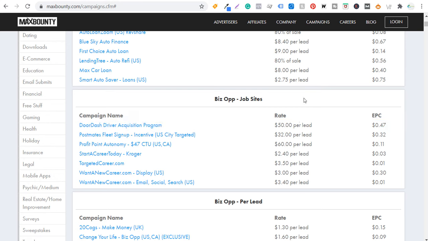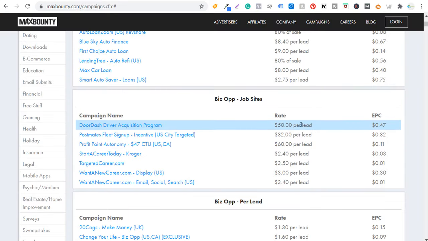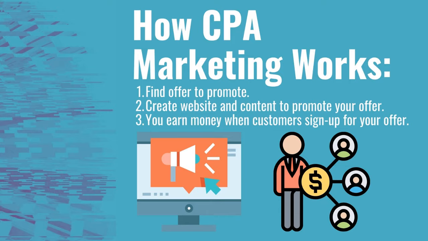So essentially what I would do is I would write about DoorDash, how much people can earn, and then I would send them to this page right here, the DoorDash Dasher sign up page. Your time, your goals, you're the boss. So people go through this, they sign up. Once they complete their sign up and they become a Dasher, then I'm going to earn $50. So that's how CPA marketing works.